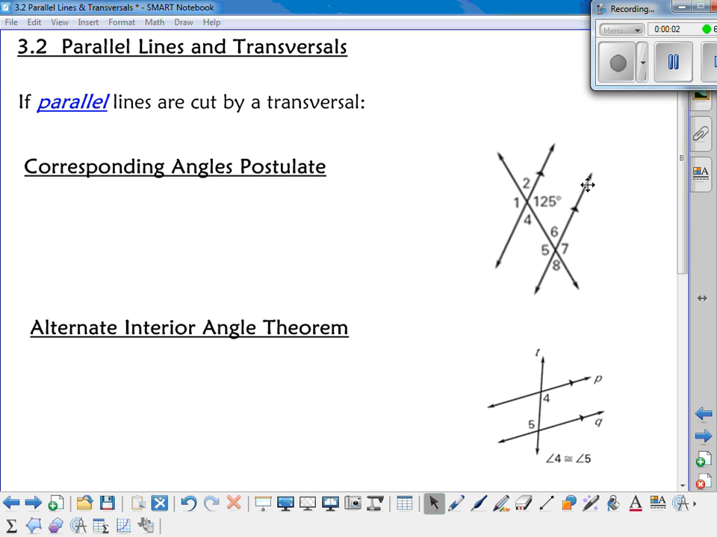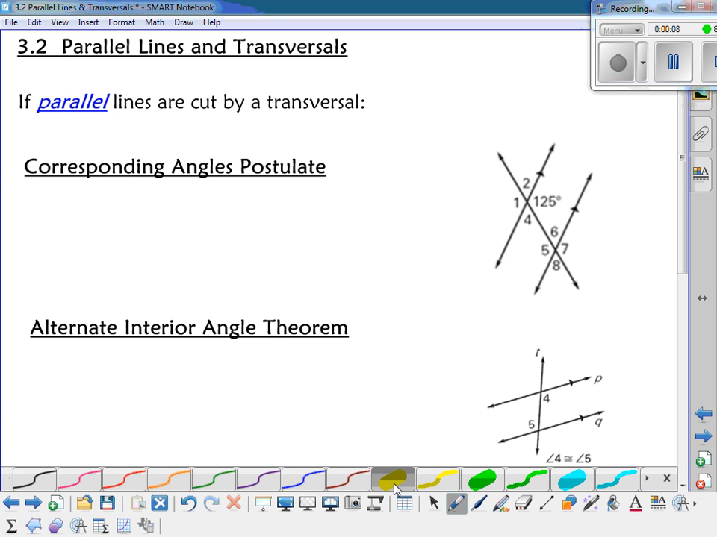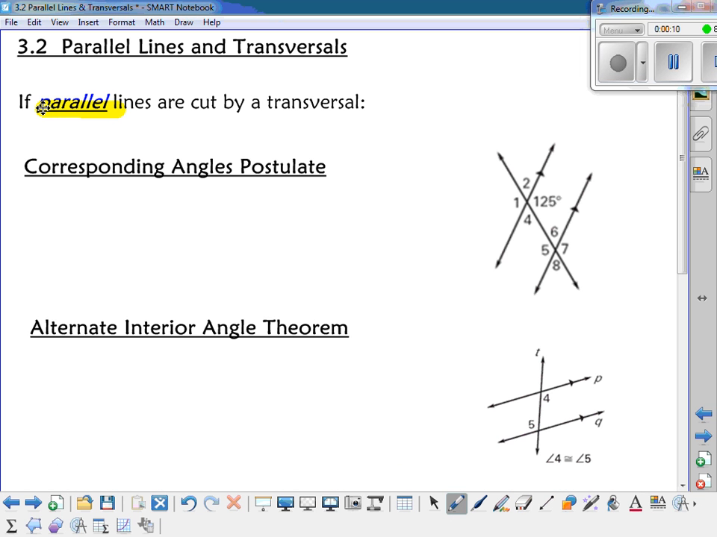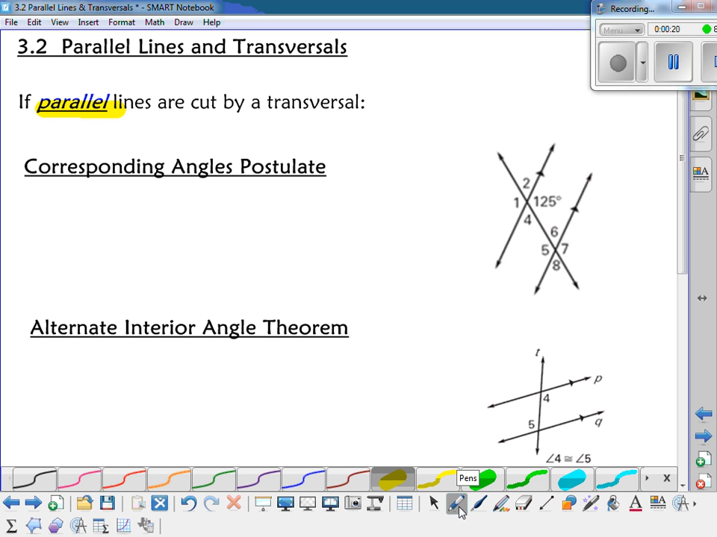Okay, this lesson is going to cover parallel lines and transversals. So specifically, we are talking about now if parallel lines are cut by a transversal. Previously, we were just talking about any old lines being cut by a transversal, but it turns out that if the lines are parallel, then something special happens with those angles.